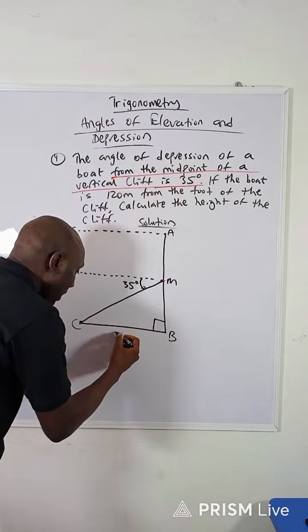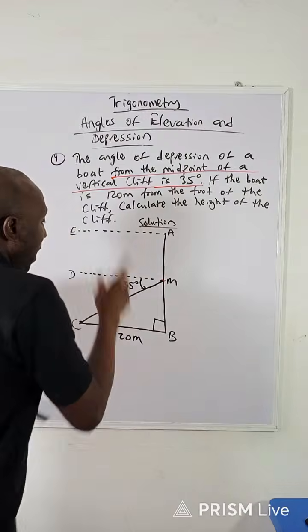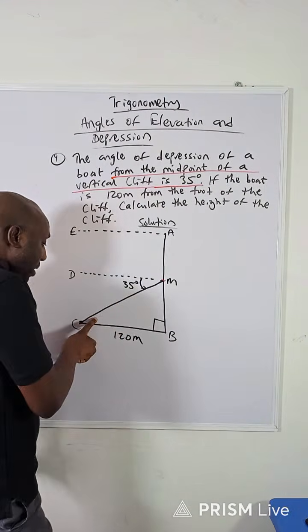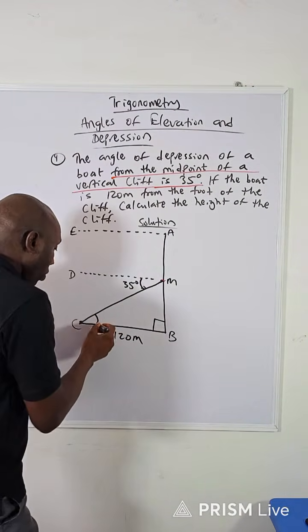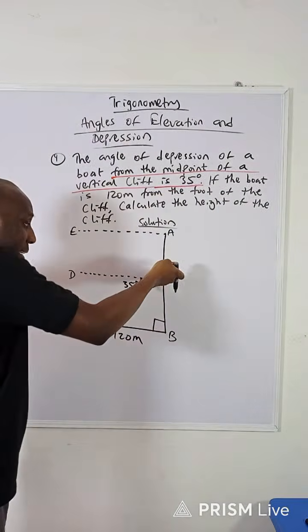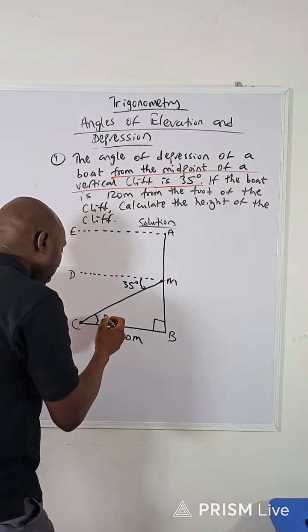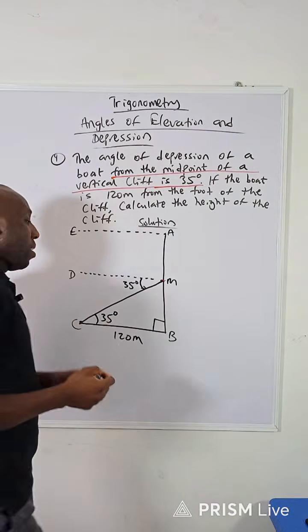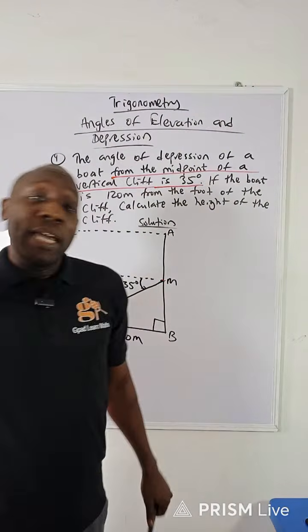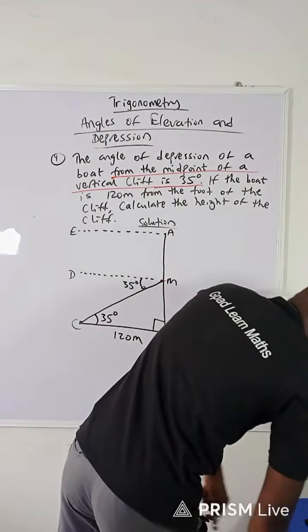120 meters. So this is 120 meters. Good. I told you this angle here and this angle, they are called what? Alternate angles. We have two parallel lines and then a transversal. So if this is 35 degrees, then this is also what? 35 degrees, because alternate angles are equal. I hope you're following me. Yes, I hope you're all with me.